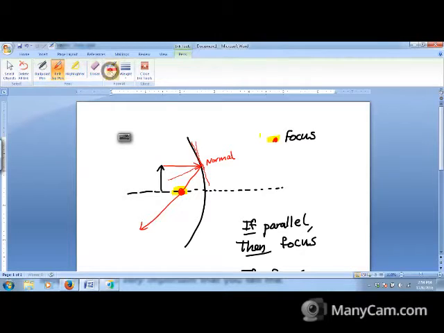So let's say this second reflection is going to go straight through the focus. And again, I could have picked any direction to go in, but I picked straight on, so parallel, and then through the focus. Okay, well, I'm going to draw my surface again. I'm going to draw this perpendicular. I'm also going to draw this.